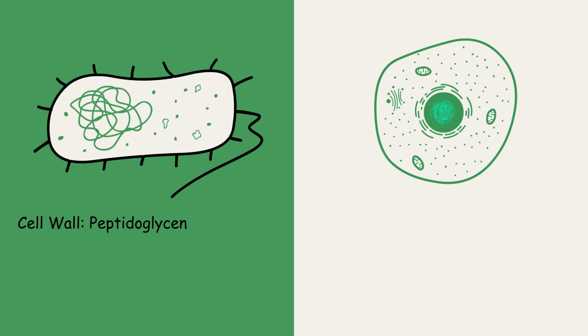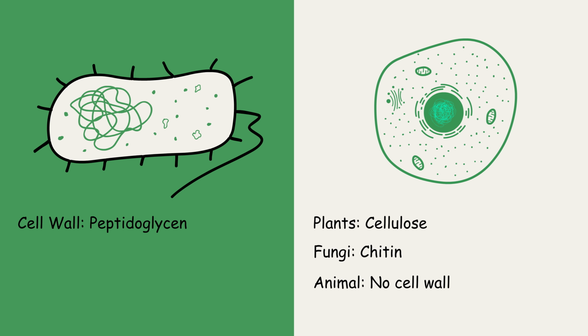Almost all prokaryotes have a cell wall made of peptidoglycan, a unique molecule found only in bacteria. In eukaryotes, the cell wall depends on the organism. Plants have cellulose, fungi have chitin, and animals have no cell wall at all.